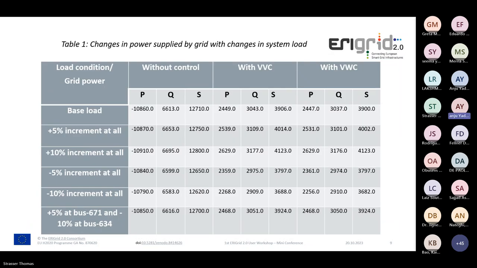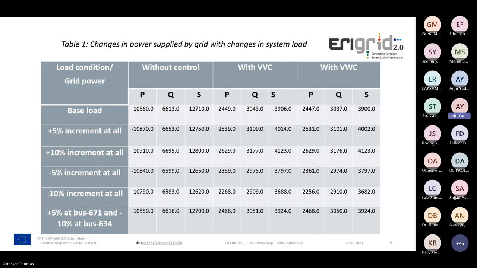Next, table 1 presents the power changes in the network for different load conditions. That is the base load, 5%, 10% increment at all the buses, minus 5%, 10% increment at all load buses, and 5% increment at bus 671 and 10% increment at 634.